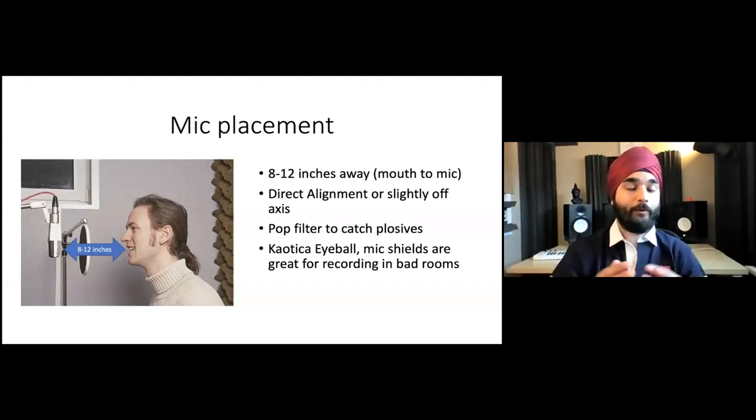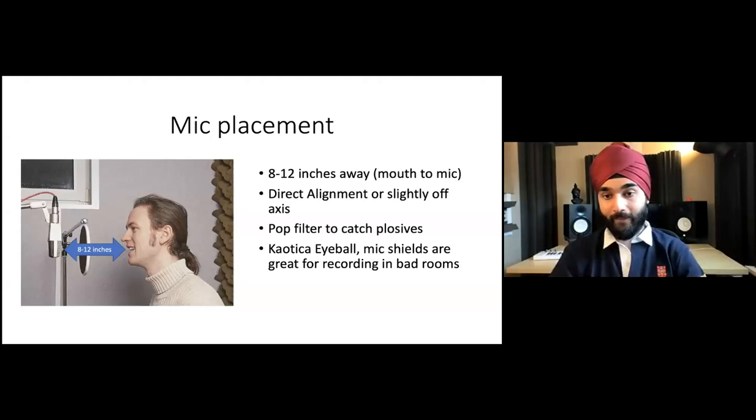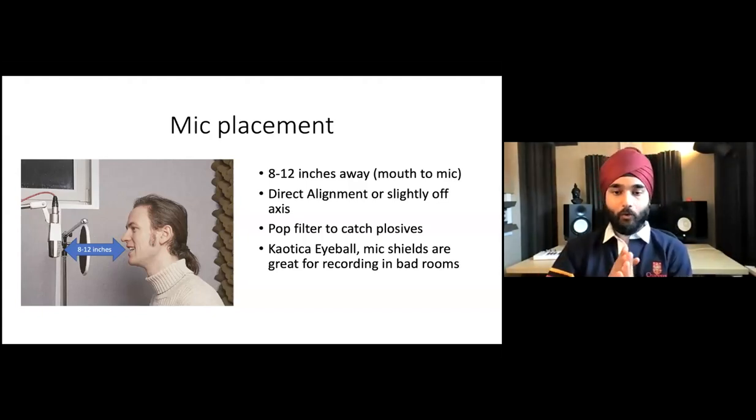I would basically never be any closer than 6 inches from the microphone, because you're going to get a lot of low frequency muddle that you just don't want in your recording. It's not going to sound natural. You want to be aligned directly with the mic as best you can, or you can be very slightly off axis. And the reason you might be slightly off axis is to avoid what are called plosives.